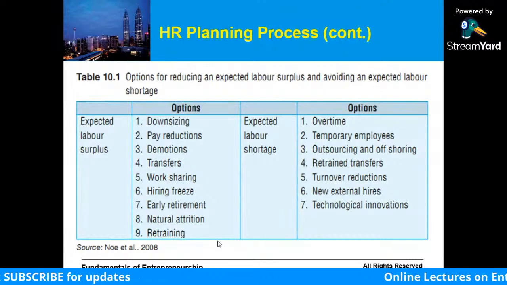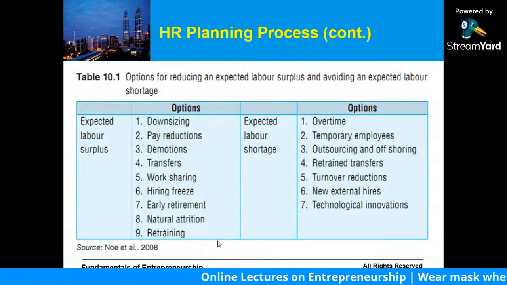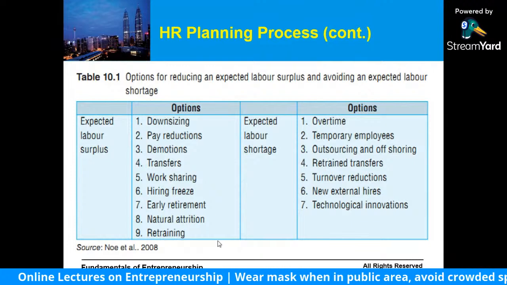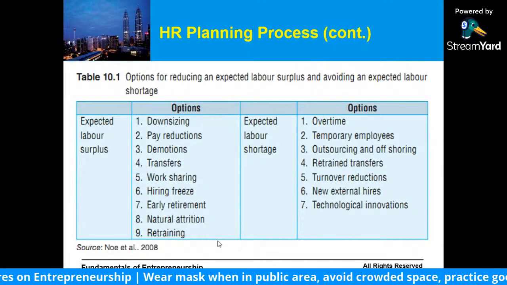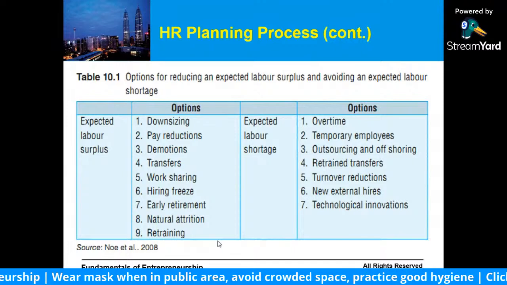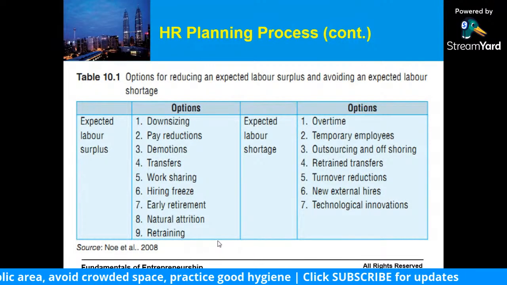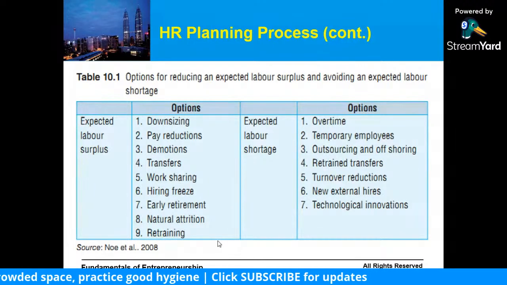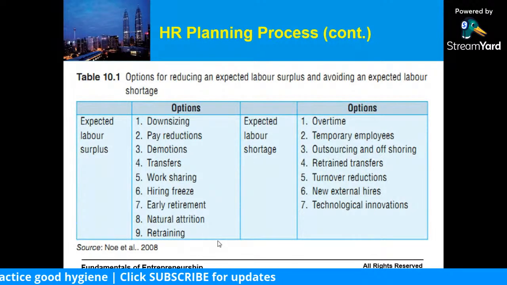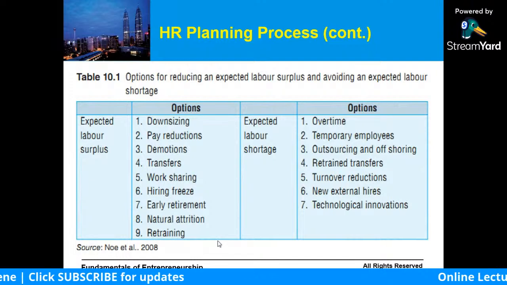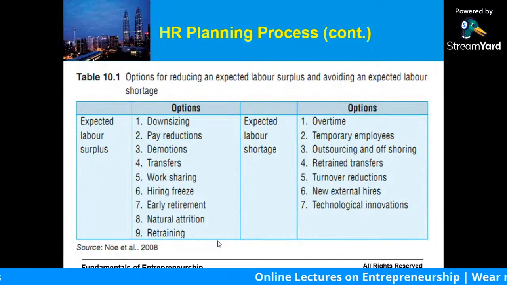During the process, for example here: downsizing, pay reduction, demotion, transfers, work sharing, hiring freeze. You didn't plan to hire more because it adds more cost for your business. Early retirement. Lots of people were terminated because the business was not capable of paying. Natural attrition and also retraining.